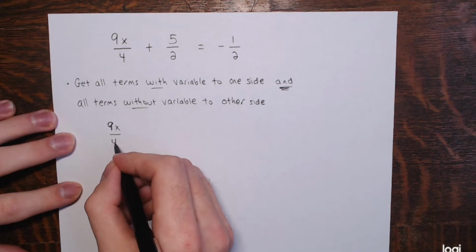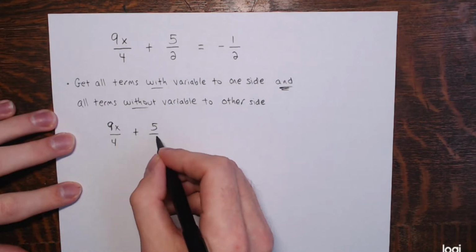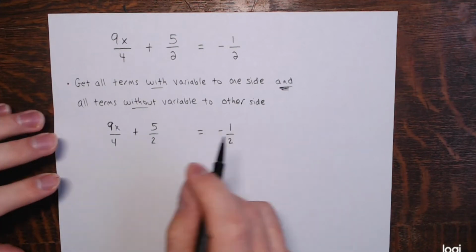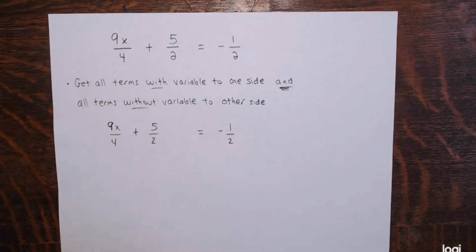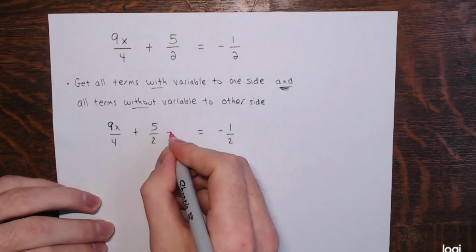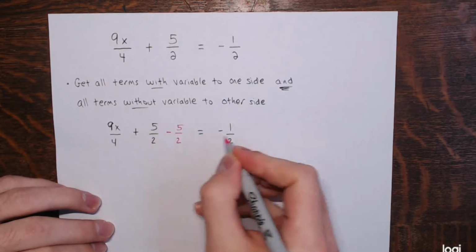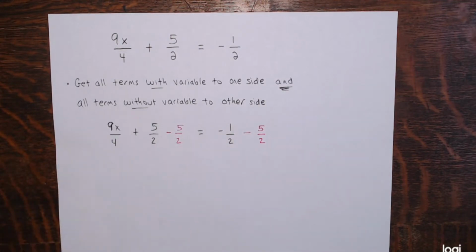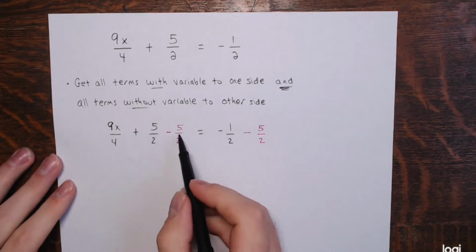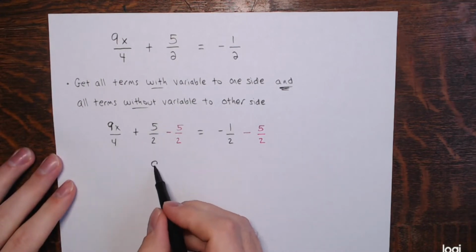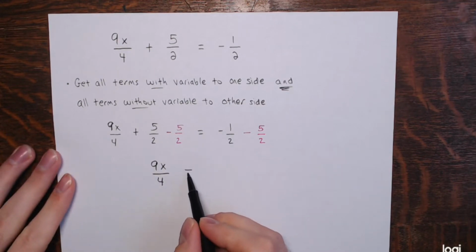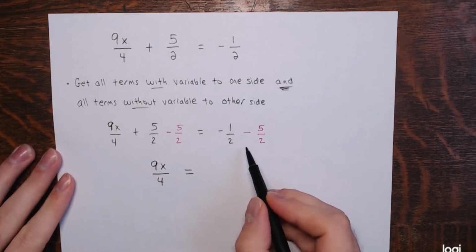So here's our original left side. I'm going to leave a little space here, equals -1/2. The reason I left some space is because I want to get rid of this positive 5/2 by subtracting it. I'm subtracting 5/2 from both sides. That makes 0 here, and all I'm left with now is 9x divided by 4, 9/4 times x equals. Now, when you add or subtract numbers, they need the same denominator, which both of these do.